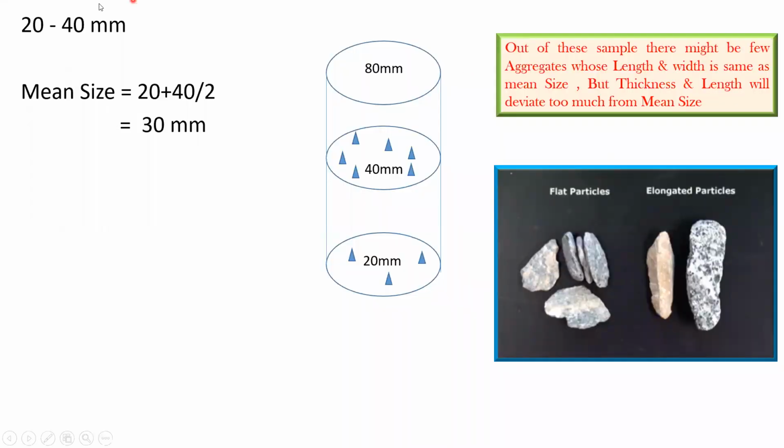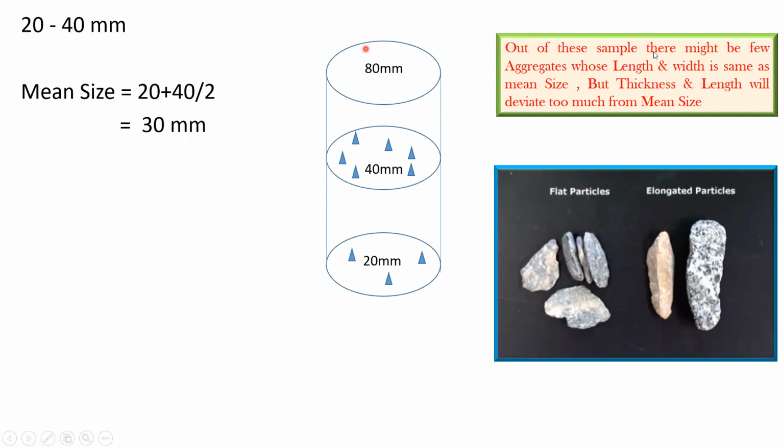So let us say I have an aggregate which falls in between 20 to 40 mm. I have taken some random size, and to find the mean size, how do you find it? You take 20 plus 40 and divide it by 2, because you want to find the mean of this. So I'm going to get 30 mm as the mean size, right?